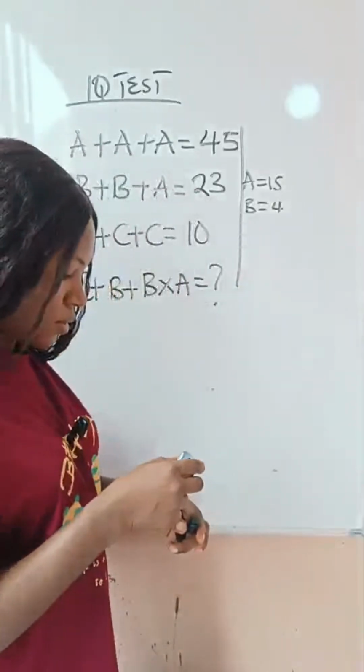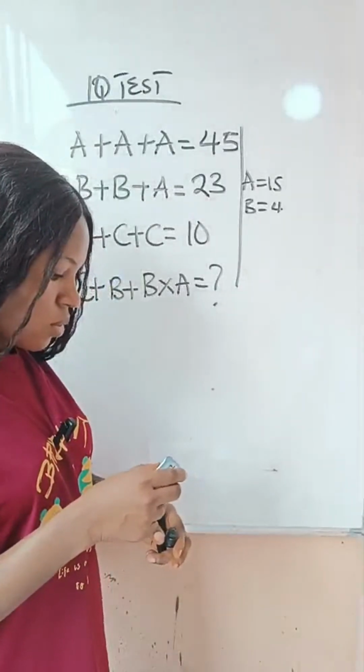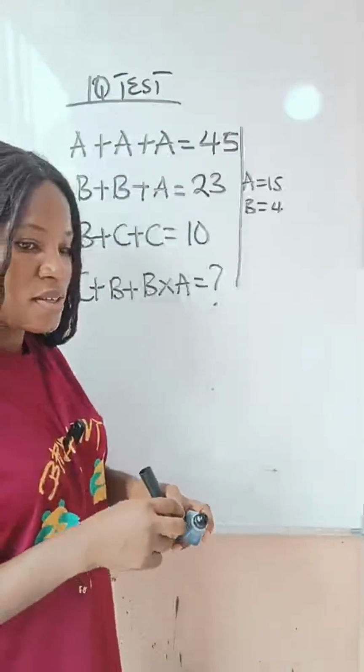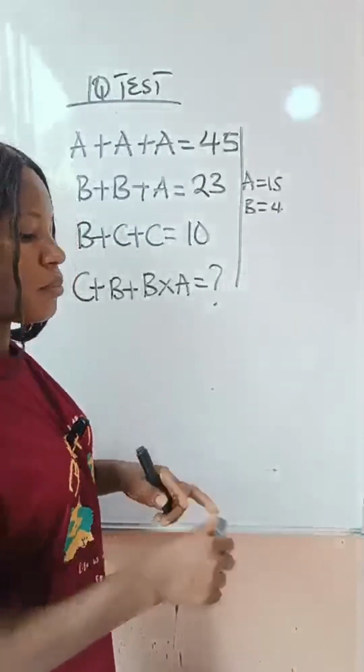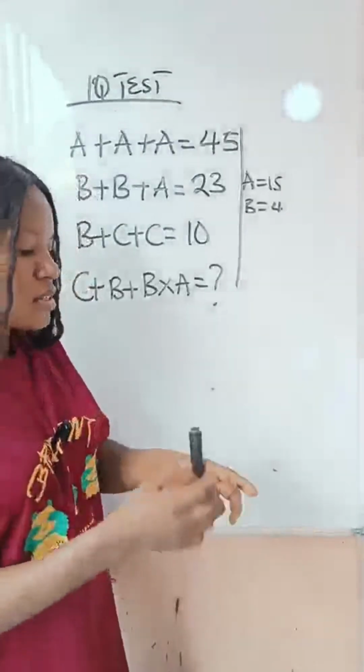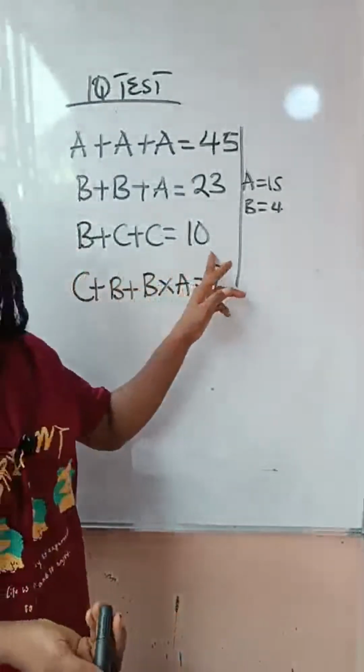Okay, all right, so we have gotten the first answer. We have gotten the value of A, the value of B. Now we can get the value of C using the third equation.